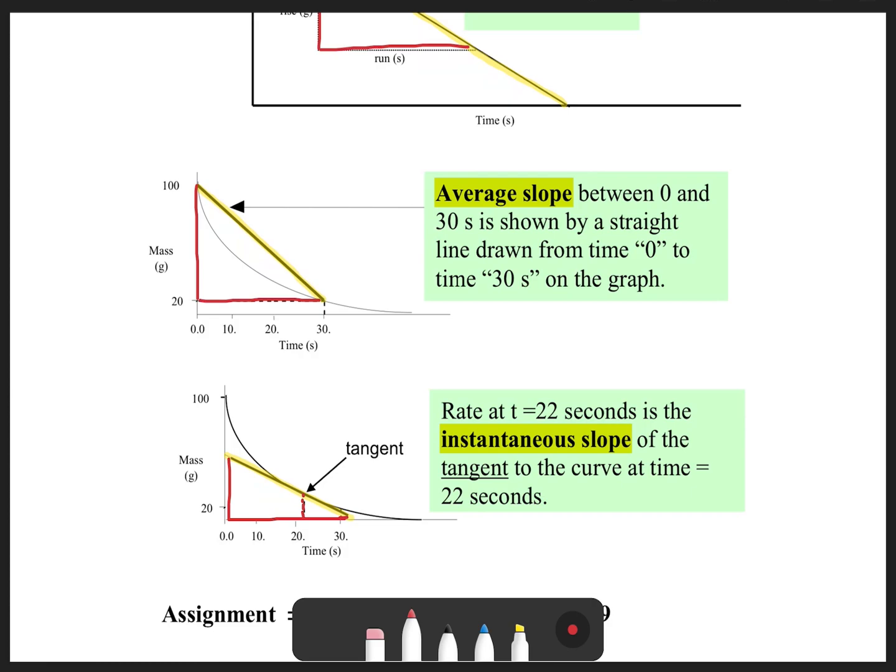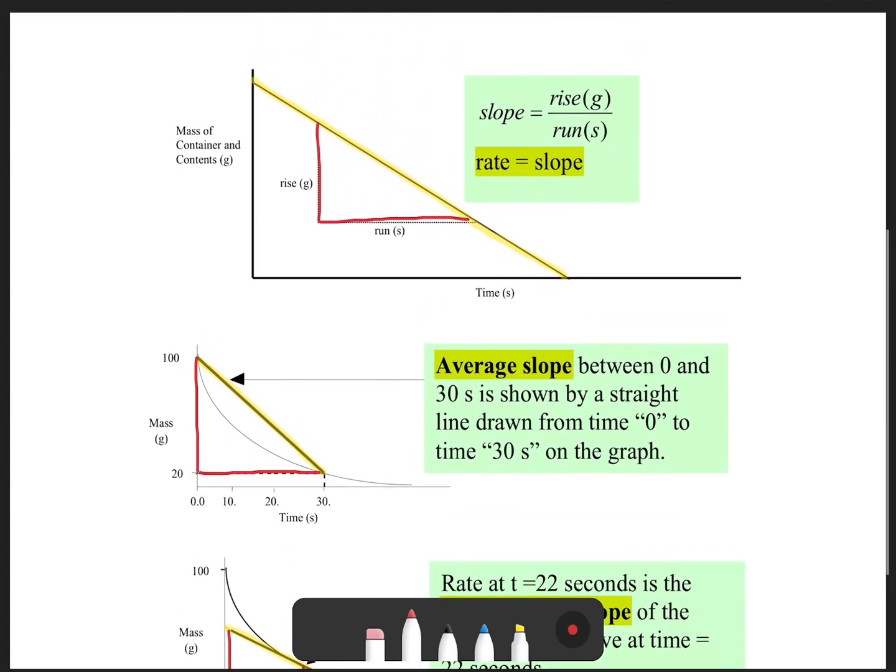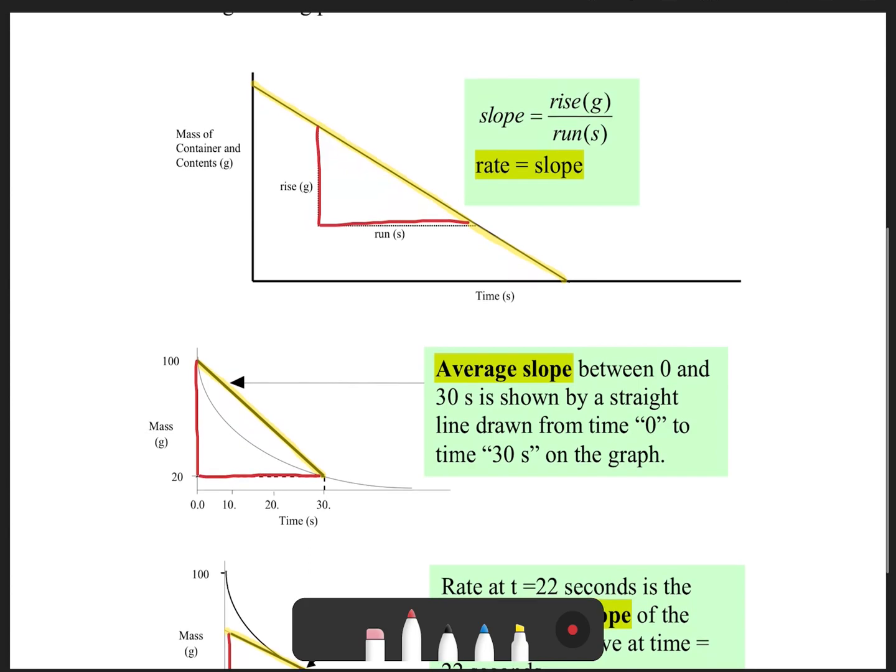Now, for average slope and instantaneous slope, these numbers are always going to change depending on the times that have been chosen. For a straight linear plot like the first example, the slope is always constant and will be the same throughout.